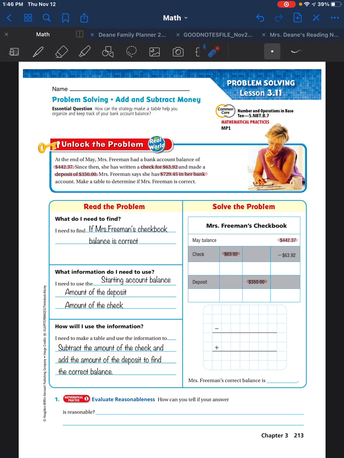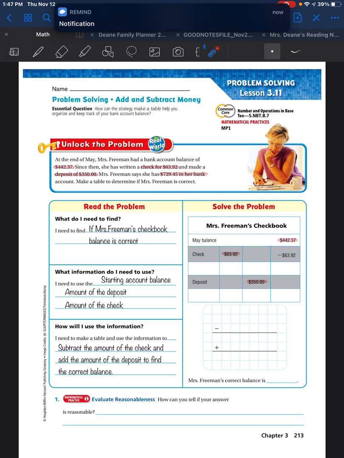And we need to find if Mrs. Freeman's checkbook balance is correct. What information do I need to use? Starting account balance, amount of the deposit, and amount of the check. How will I use the information? I need to make a table and use the information to subtract the amount of the check and add the amount of the deposit to find the correct balance.